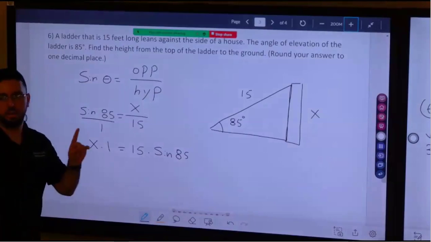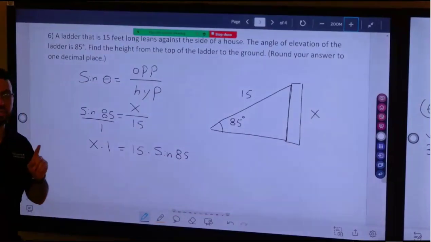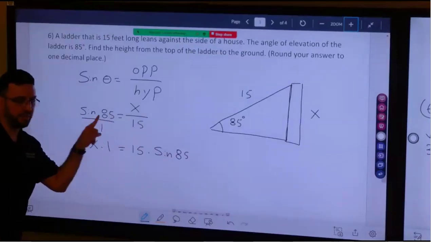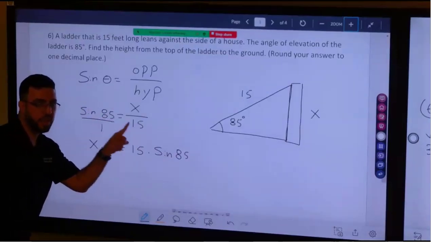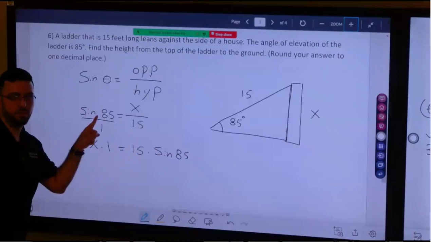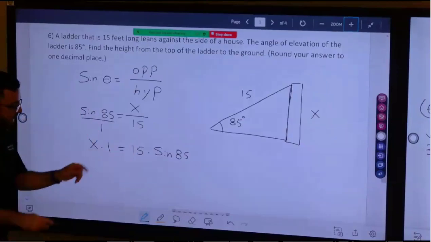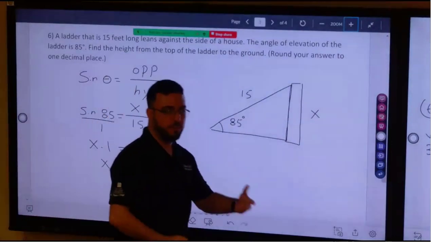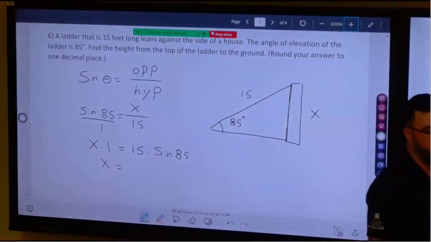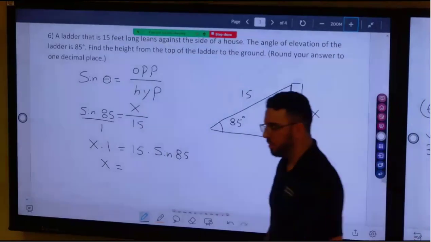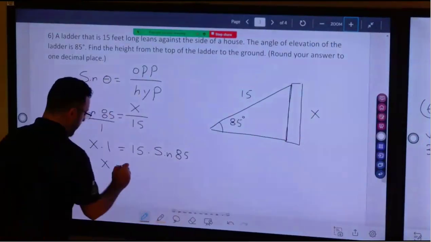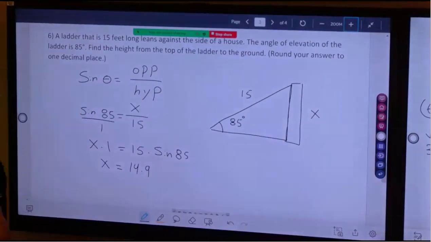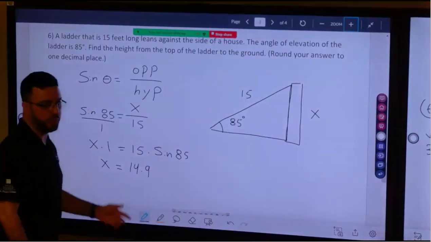And again, when you're doing a cross multiplication, never multiply 15 with 85. This is a number, this is an angle. Now x is going to be equal to 15 times sine 85, which is equal to 14.9. I asked you for one decimal place, 14.9.